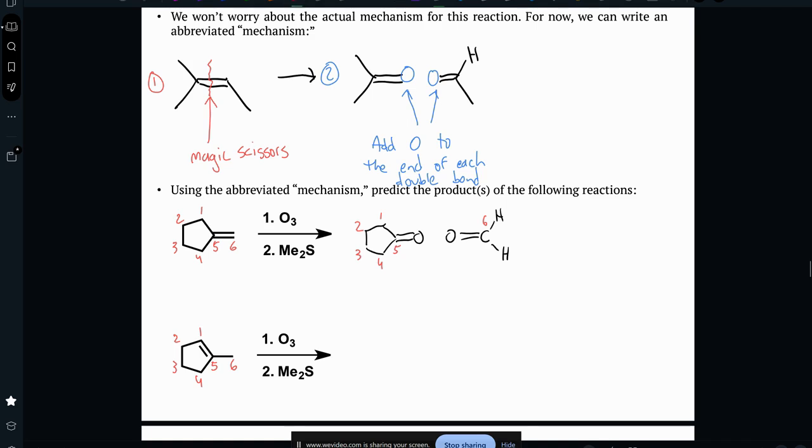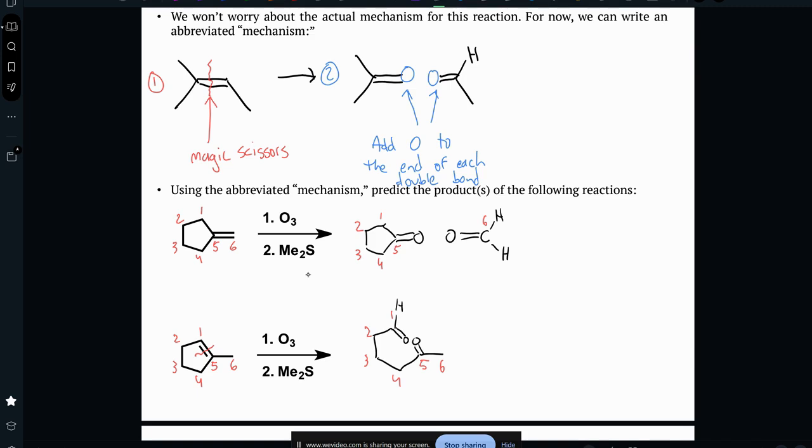Now, when I break my carbon-carbon double bond, I'm not making two separate molecules. So I might initially draw it this way: 1, 2, 3, 4, 5, 6. I use my magic scissors and I separate those two, and then I'm going to add an oxygen on either end. I could draw my product this way.